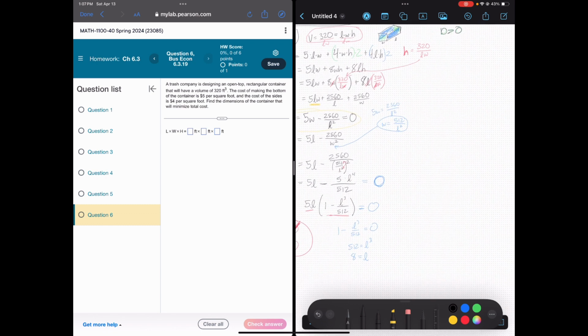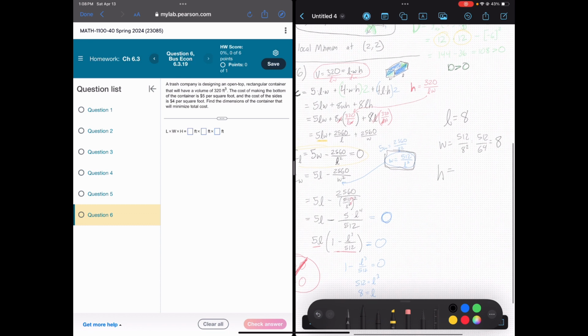Okay, so my length is equal to 8. How do I figure out my other ones? Well, here's an equation I can use. What is that going to help me solve for? That's going to help me solve for the width. I know my width was equal to 512 over length squared, so I get width equals 512 over 8 squared. Well, that's 512 over 64, which, guess what, is equal to 8. So, sure enough, in order to optimize the cost, I need my base to be a square. Last, I need to solve for height.